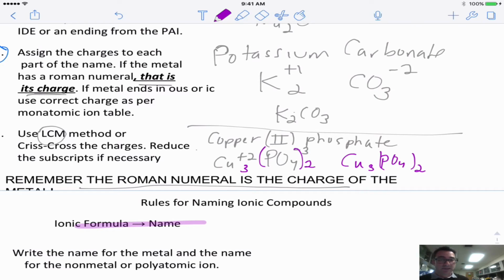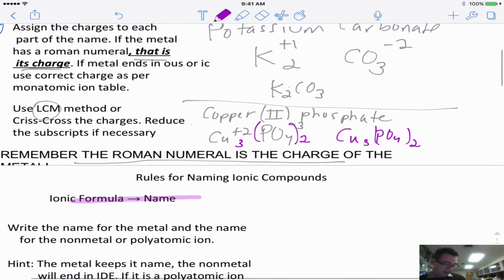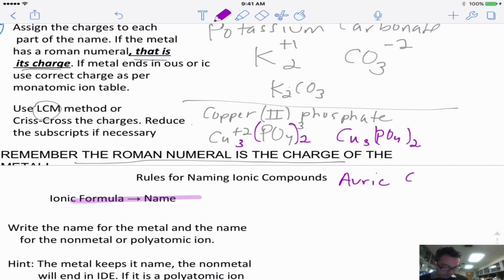Now if you look in your monatomic ion sheet, copper +2 is also called cupric. And I could have given you cupric phosphate. In fact, we could do one like auric chloride. So now I need to know what auric is. This is where memorizing the monatomic ions is so important. Auric is gold +3. Chloride, Cl, if I go to my ide guide, is -1.